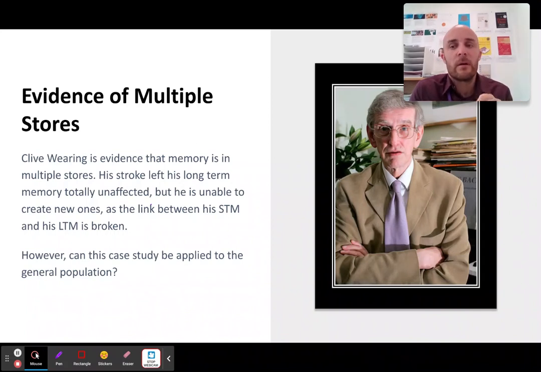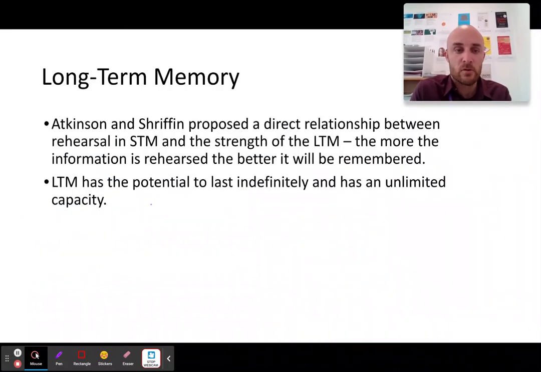Now, what you need to know about Clive Wearing, he is case study evidence. So it's just one person backing up a whole model. He is case study evidence that we do have multiple stores of memory, because he's had a stroke and one form of his memory is affected, but not the other, not long-term memory. So it's pretty good evidence that memory is actually in multiple stores.